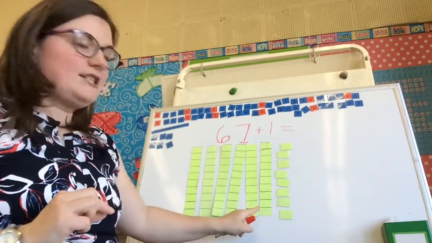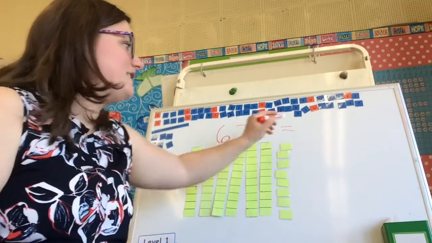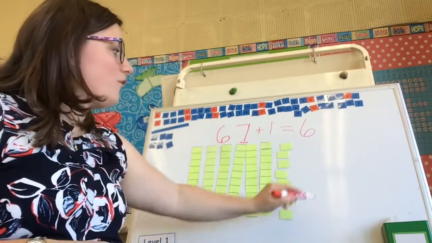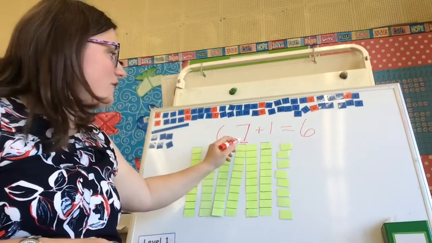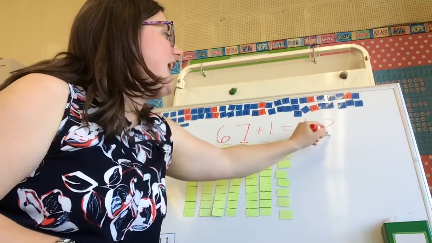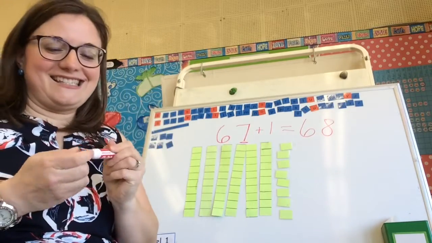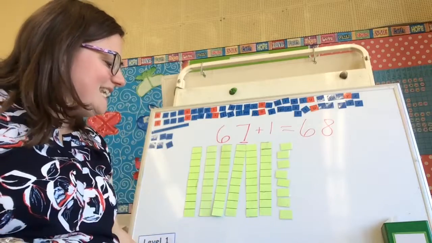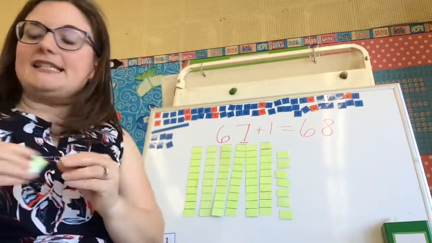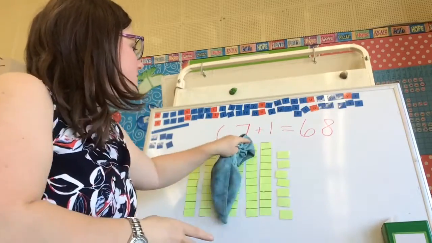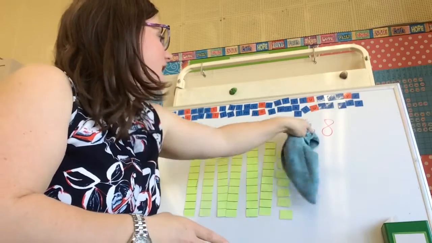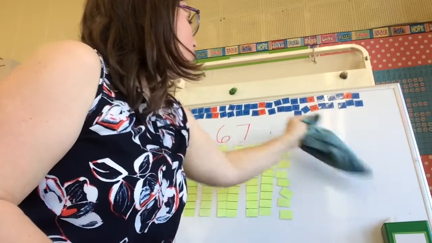Okay, did the tens change? The tens did not change. I still have 6, but I have 1 more 1 now. Instead of 7, I have 8 ones. Okay, so my number now is 68. Now we're going to go back to 67 here. Okay, so I've got 67 on my board.